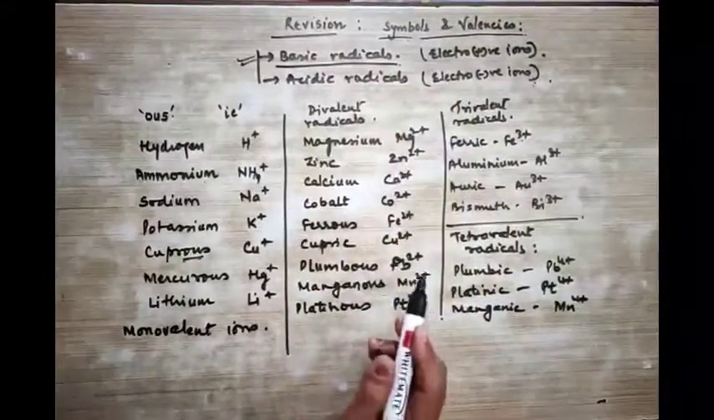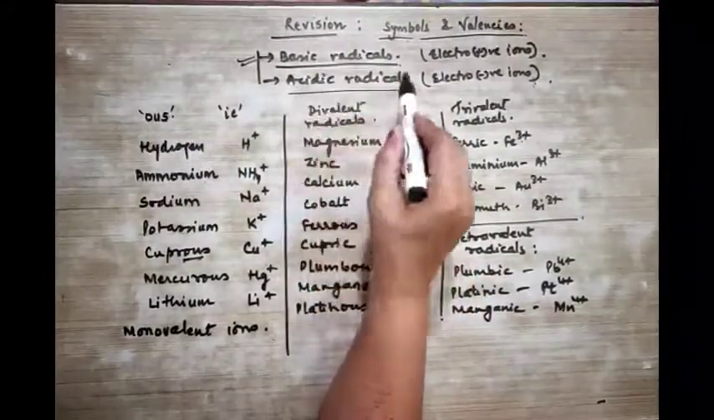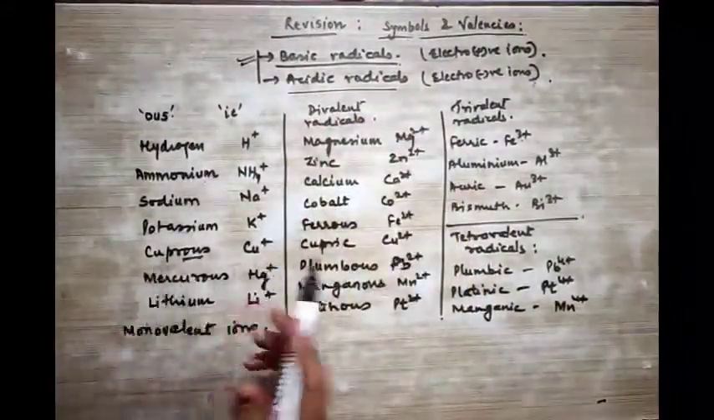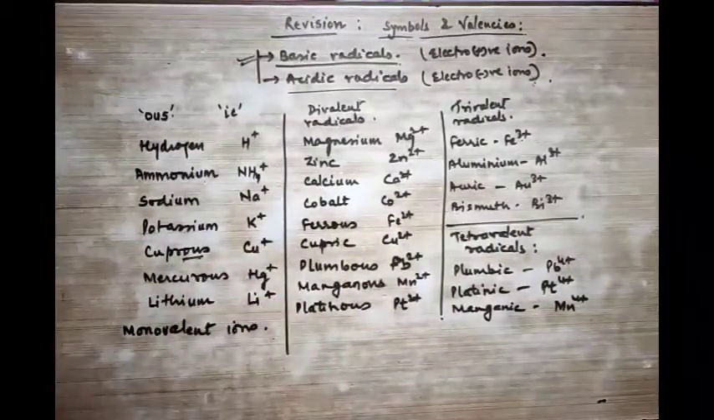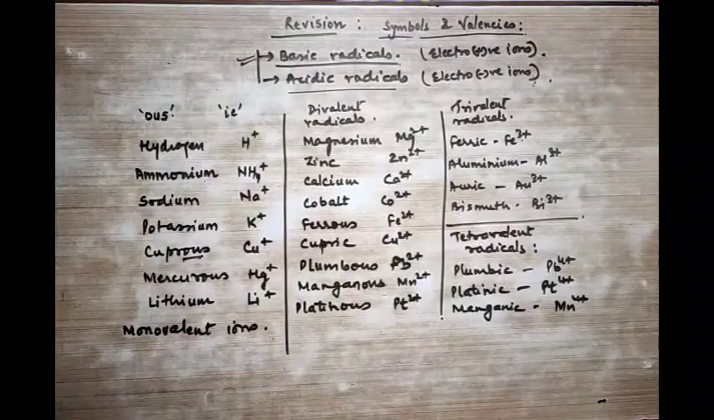In the next chemistry period we will talk about some acid radicals and also naming of the formulas, how to make a formula, how to name a formula, how to balance the equations. All that we will do in the next video.